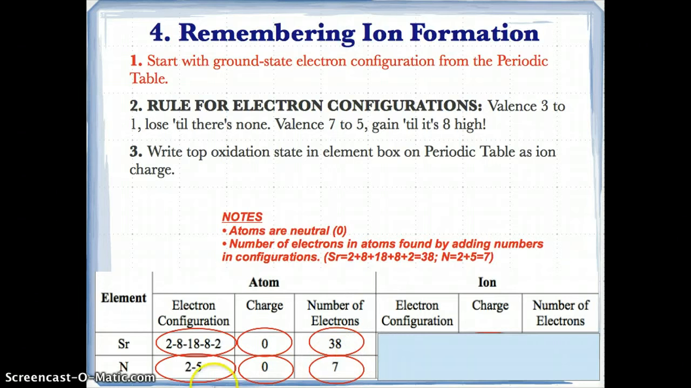For N, if we add up 2 and 5, we get 7 for the total number of electrons. So that's how you do it. All right, just remember atoms are neutral, and you have to add up all the number of electrons in the configuration to find the total number of electrons. And this is for the atom.